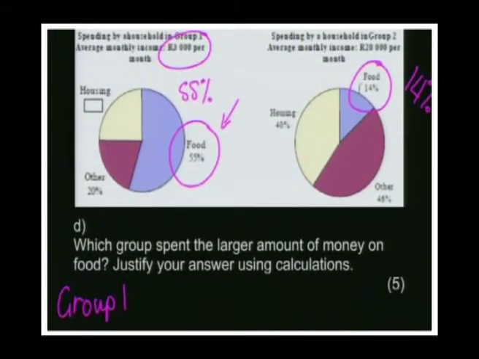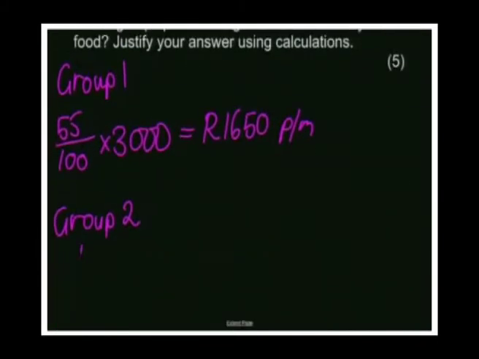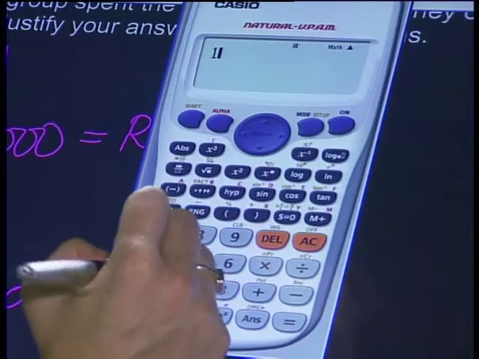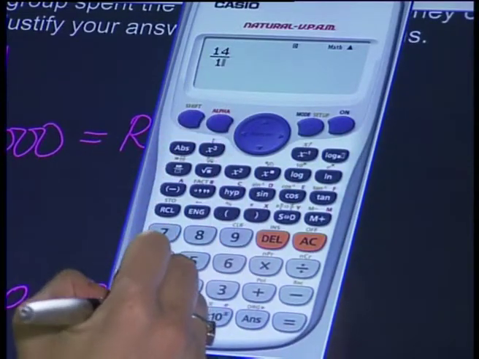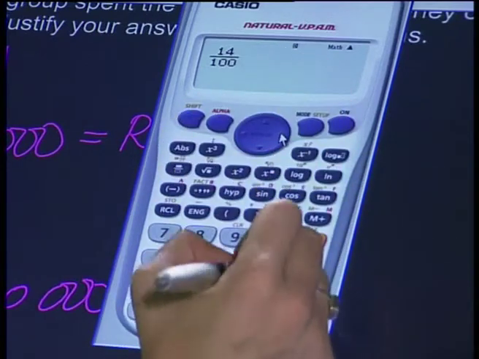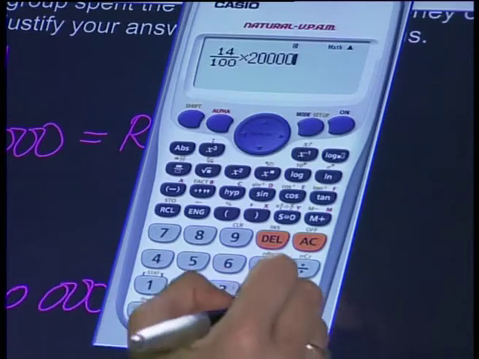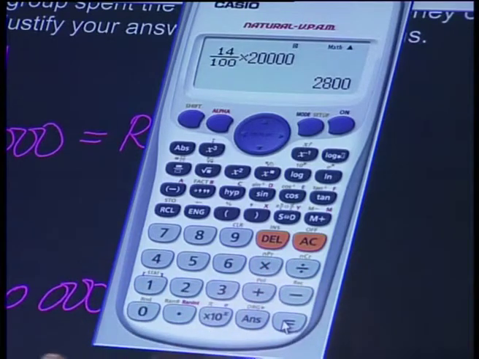Go back to our pie chart. They spend 14% of a total of 20,000 Rand per month. So we have 14% of 20,000 Rand. Let's pop it in our calculator and see what we get. 14 over 100, the next arrow multiplied by 20,000, and we get 2,800.